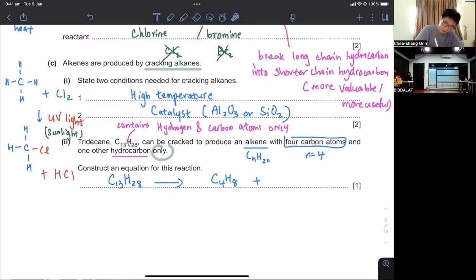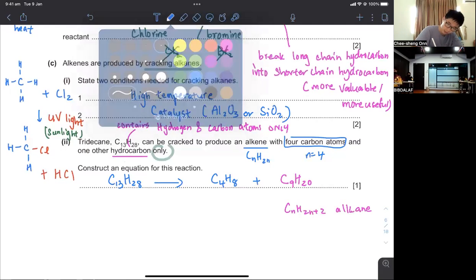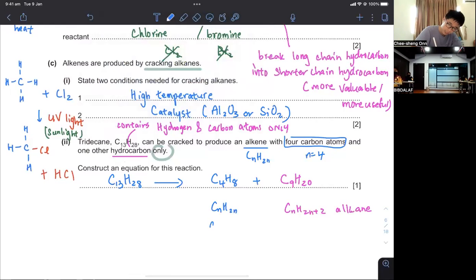So if you produce these alkenes, the other product must contain carbon and hydrogen only, and there's no other product. 4 and 13, so the difference is 9. 28 and 8, the difference is 20. So that is your CnH2n+2. This is your alkane. And then this is your CnH2n. This is your alkene. So long chain, 13 carbons, you cut it up into shorter chain hydrocarbons, which are more valuable.